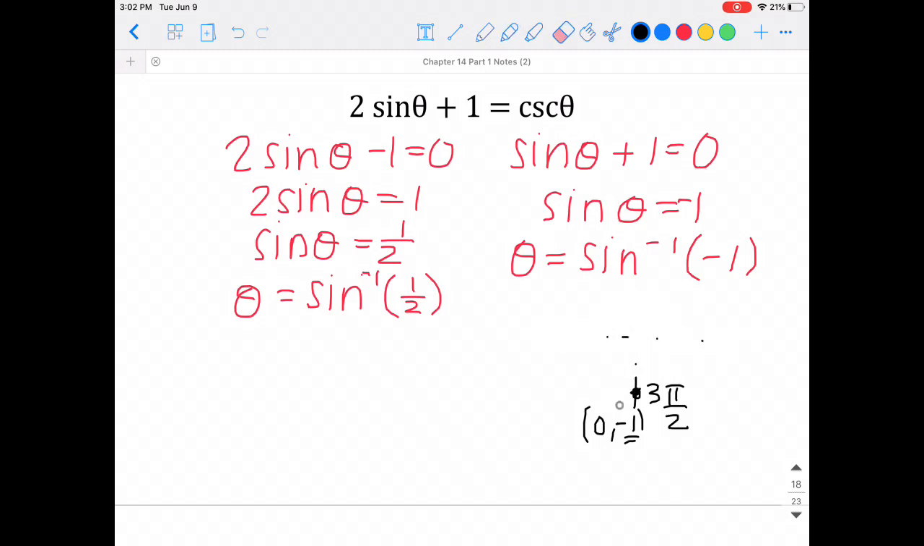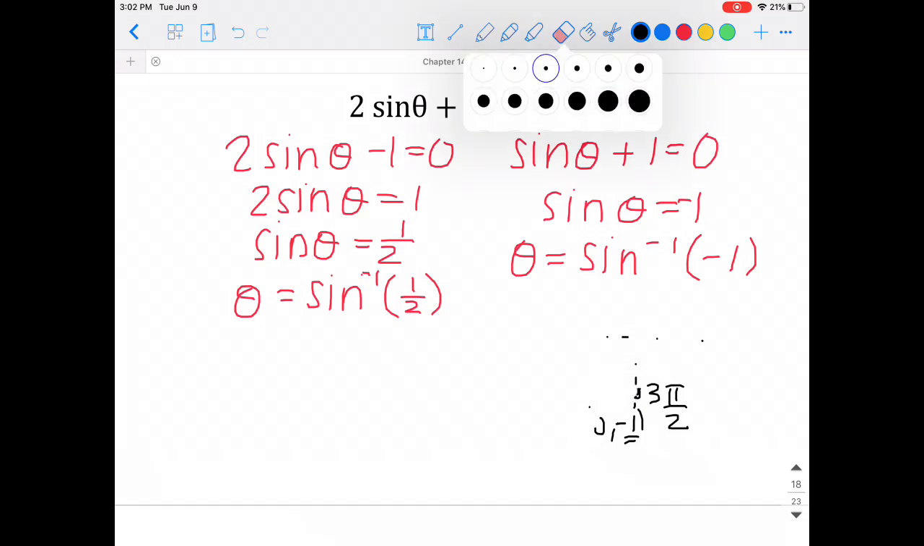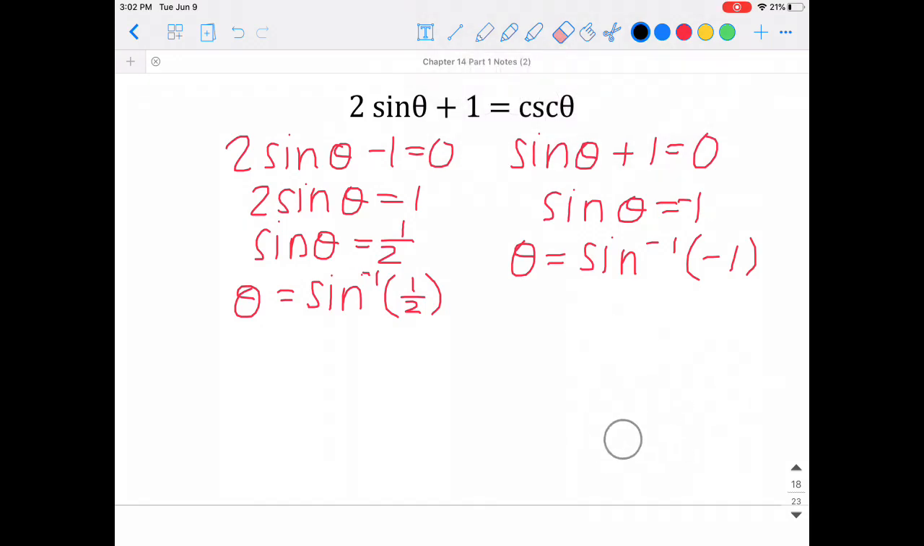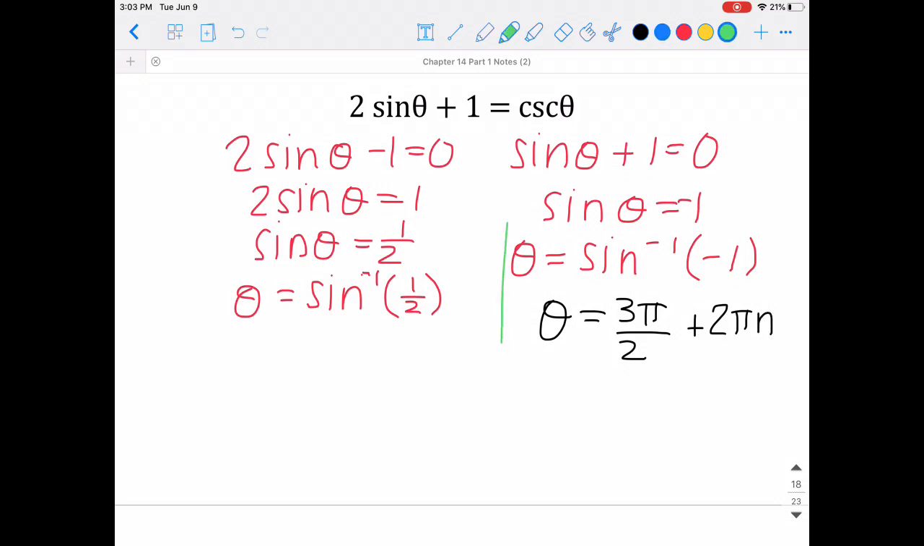So we can write our solution as theta equals 3 pi over 2, but remember we're looking for the complete solution, so we're going to have to add 2 pi and the number of rotations. So our solution for this is 3 pi over 2 plus 2 pi n.